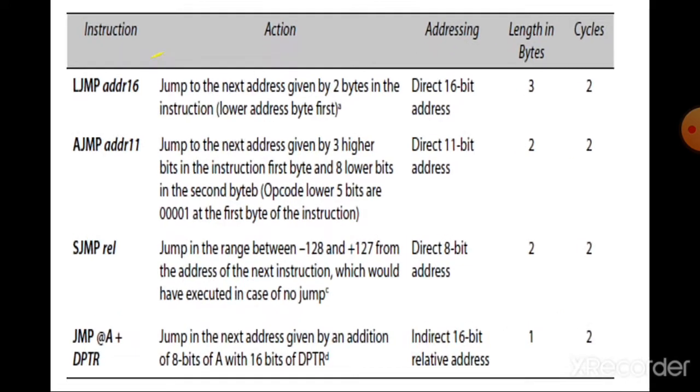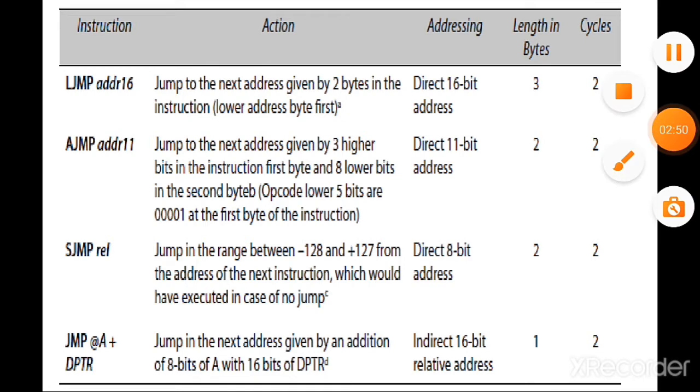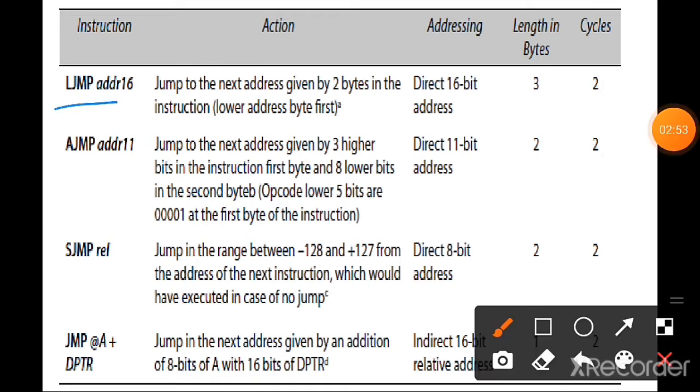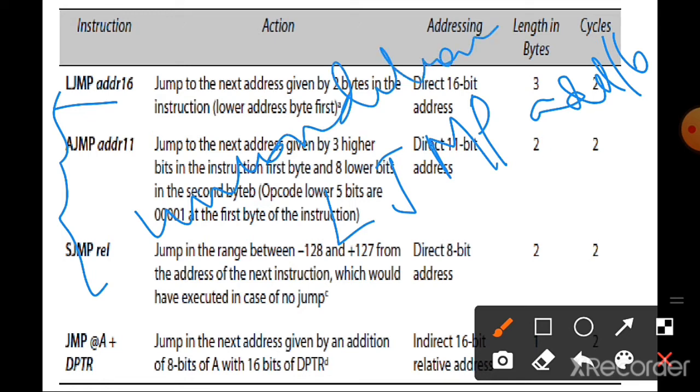Long jump is specified by the instruction LJMP. LJMP is long jump and its address is a 16-bit address. These instructions are unconditional. There is no condition specified here. It directly jumps to the location without any condition.